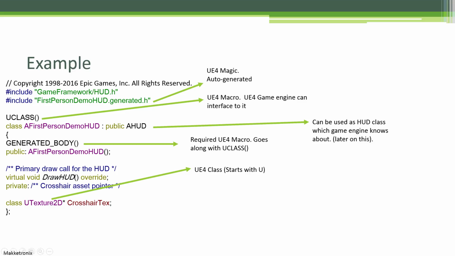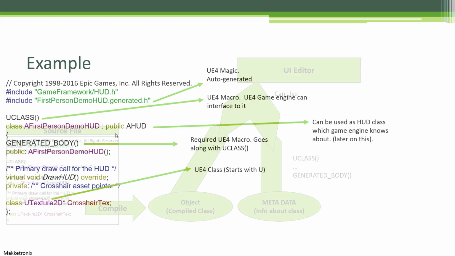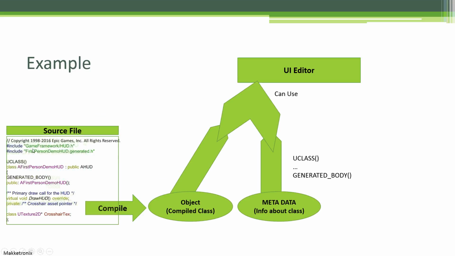So these two macros are where all the magic happens. Also notice that this is part of their framework. Things that start with a U are for Unreal, or A for an actor class, but more on that later. From a source file, you can do whatever you want. You compile that, and after compilation, you get the object, and you also get the metadata, which they generate for you. The combination of both allows us to use the compiled file in the editor.